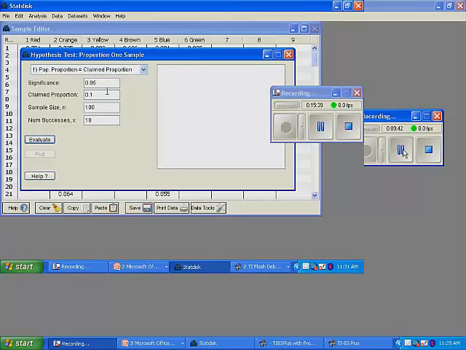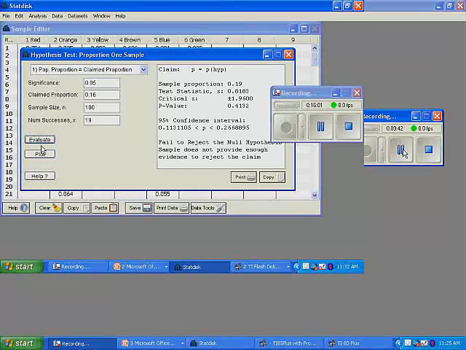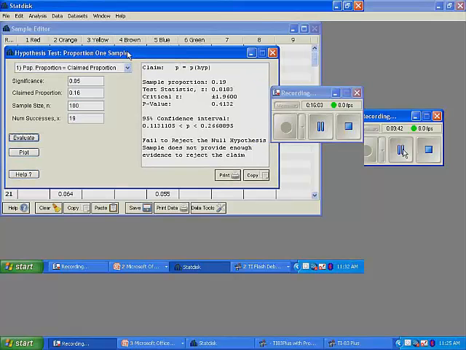What's our claimed proportion? The claimed proportion is 16%. That's right. Mars Candy says 16%. Now, we had a sample size of 100, and how many successes did we get? 19. Let's evaluate and see what the computer tells me. Whoa, that was fast.